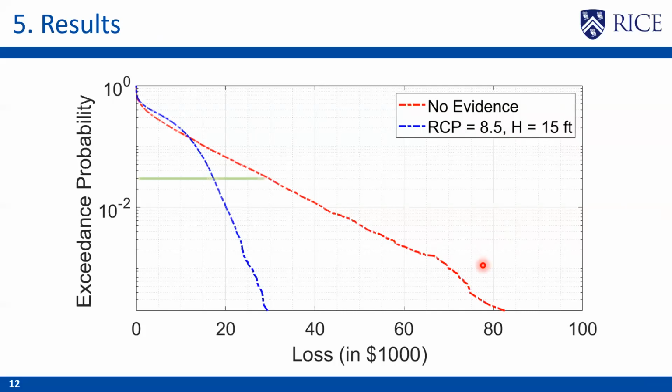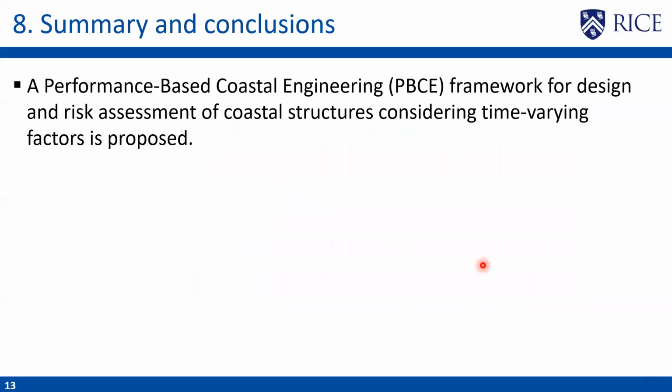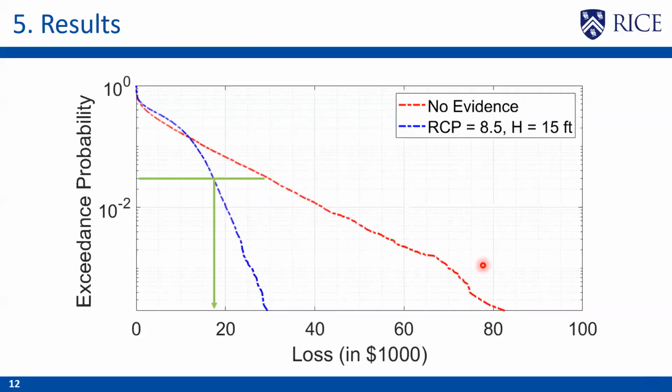So for example, if we set a value of exceedance probability of 5%, we can see that in the case of evidence, we get an approximate value of $19,000. That is approximately 4% of the total cost of the house. But in the case of no evidence, we have a value of approximately $30,000 that corresponds to 7% of the cost of the structure.